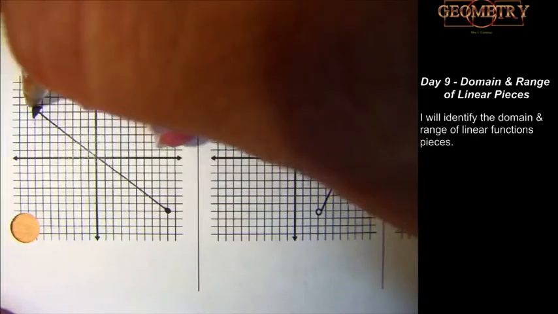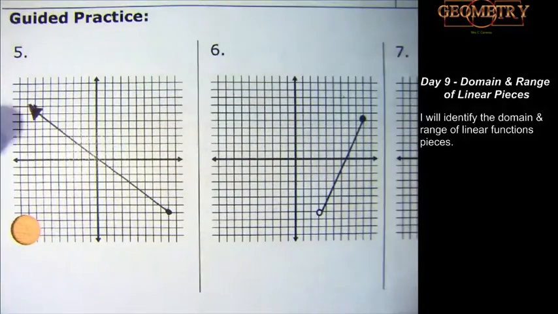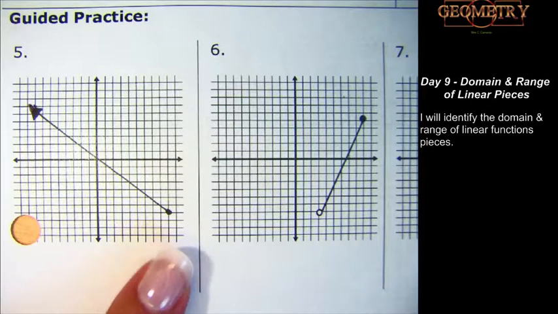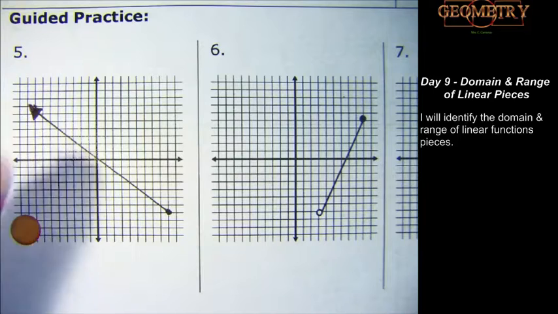All right, notice this part of the line has an arrow on one side and a closed circle on the other. This is some sort of ray. It's just a piece of a line.